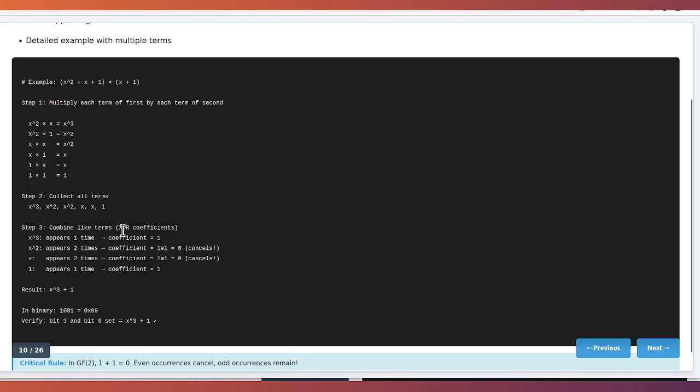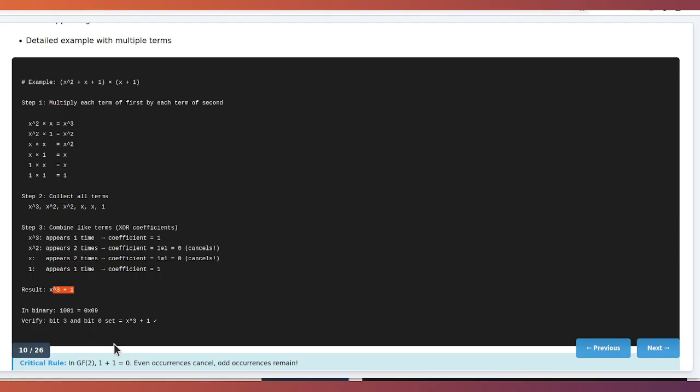Now we collect like terms. X cubed appears once, so its coefficient is 1. X squared appears twice, so its coefficient is 1 XOR 1, which equals 0, meaning it cancels out. X appears twice, so it also cancels out with coefficient 0. The constant 1 appears once with coefficient 1. The final result is x cubed plus 1.